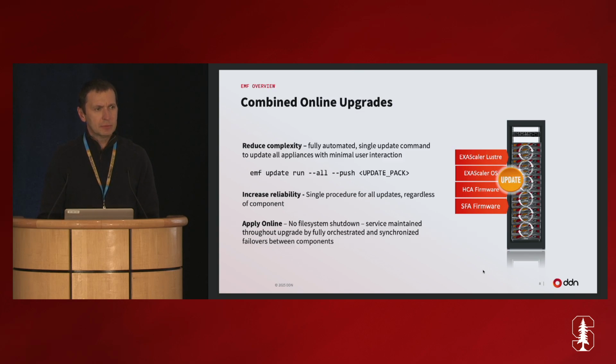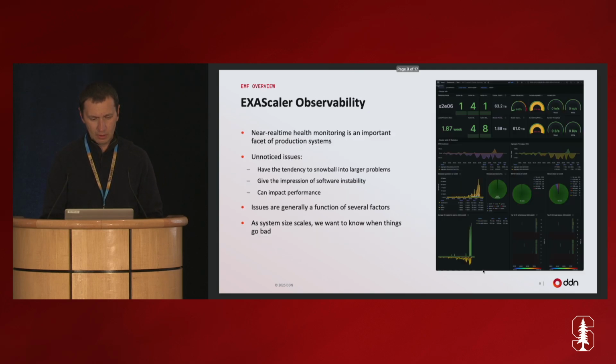One of the core items is the online upgrades. Basically, the goal was to reduce the complexity and run the system in production while we're upgrading it. We have the ability to upgrade all components at once, or you can pick and choose which components you want to upgrade. Basically, from the operator's perspective, ensure that it's a single procedure for everything, all the firmware, all the software, all the components from the hardware layer all the way to Lustre. And as I mentioned, eliminate the system shutdown. So stay online from the customer perspective. So that's one of the goals.